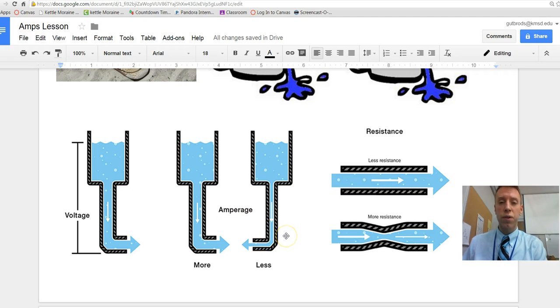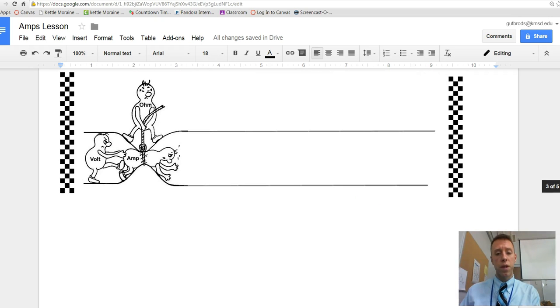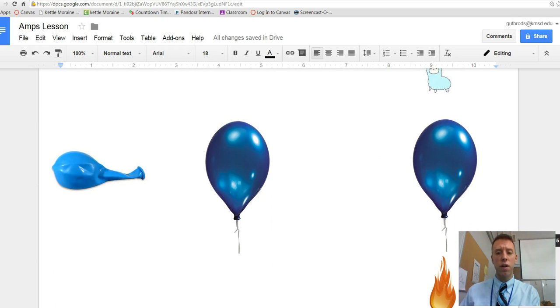Same thing in an electrical circuit, we can reduce current by having a smaller gauge wire, a thinner wire. That's one way we can do it. So for example, that would be resistance. So this one is flowing nice and easily, but this pipe is kind of squished, so it requires more force to push it through.